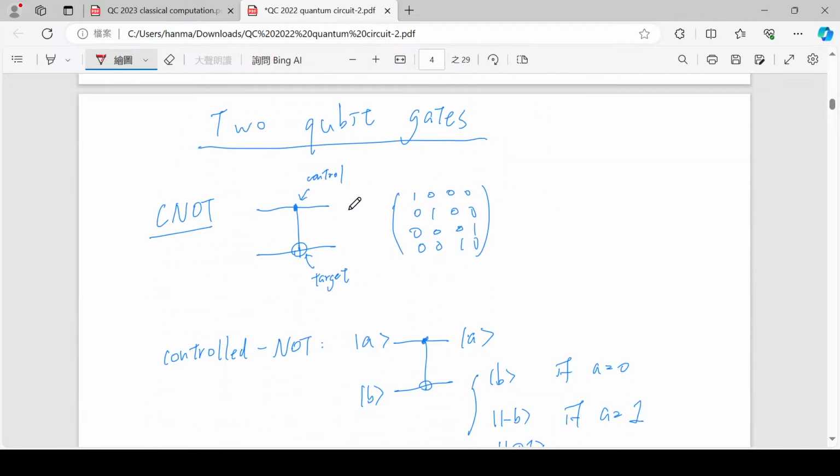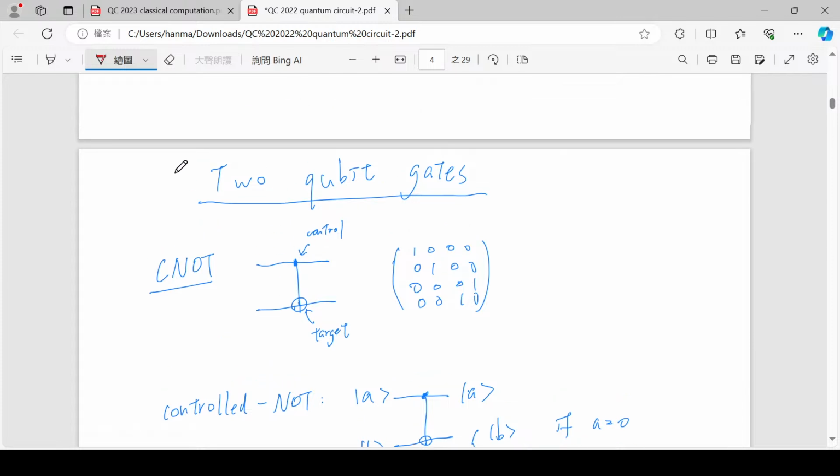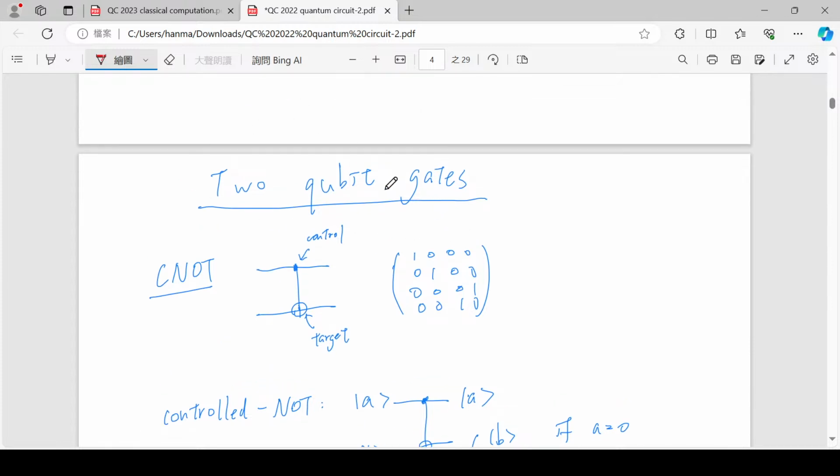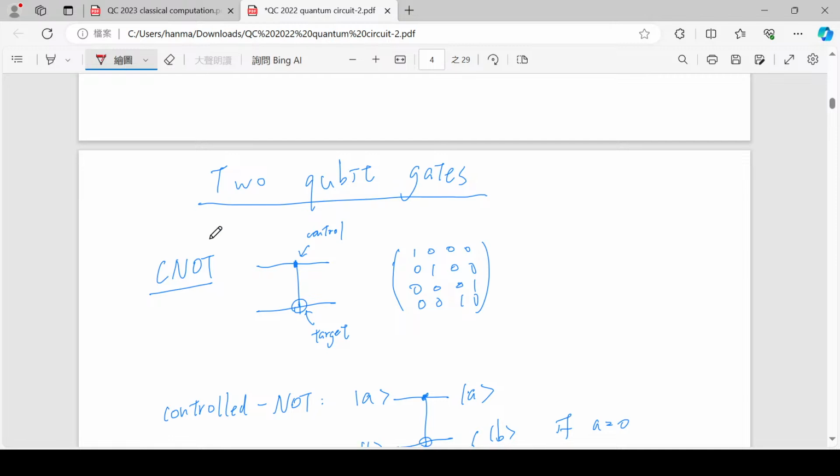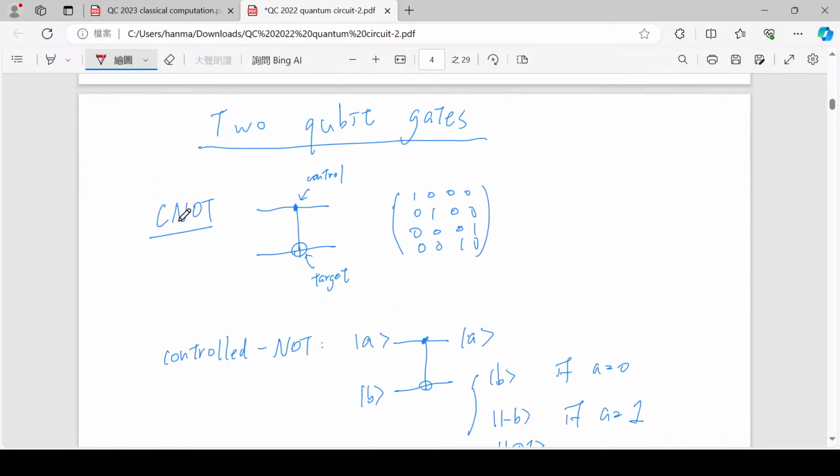But we won't talk about that probably in the course. But anyway, so one qubit gate, and then we have two qubit gates. So two qubit gate, first is the CNOT. We already seen it when we talk about, I think, teleportation. Okay? And in circuit model, then it's written this way.